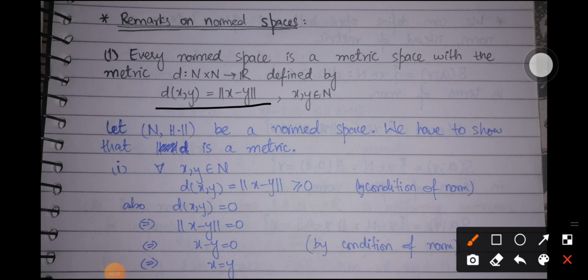So let's suppose we are having a normed space N. We have to show that d defined in this definition is a metric. If we want to show that a function is a metric, we have to show that it satisfies the properties of metric. So now we will show that d satisfies the properties of metric, keeping in mind that we have taken this function to be a norm, that is, it satisfies all the properties of norm.